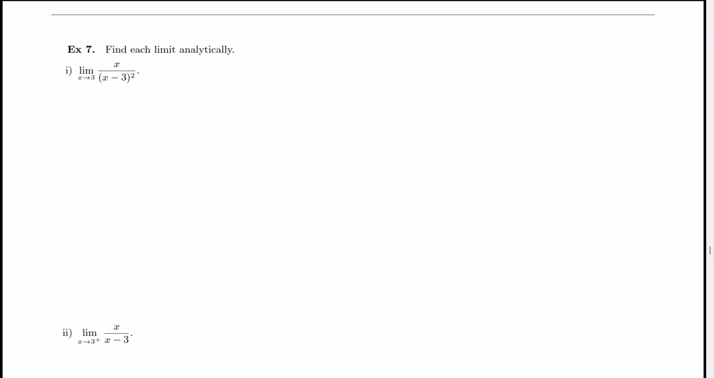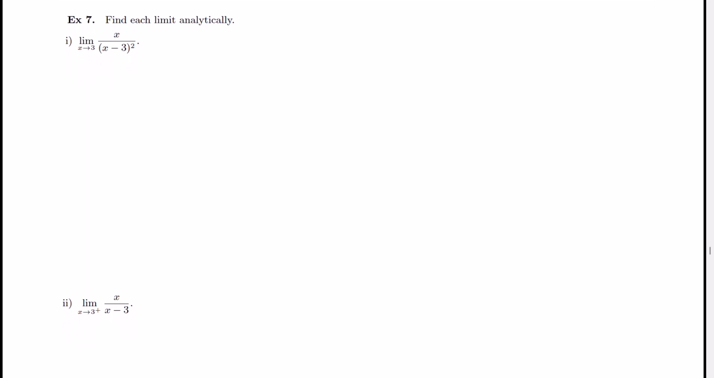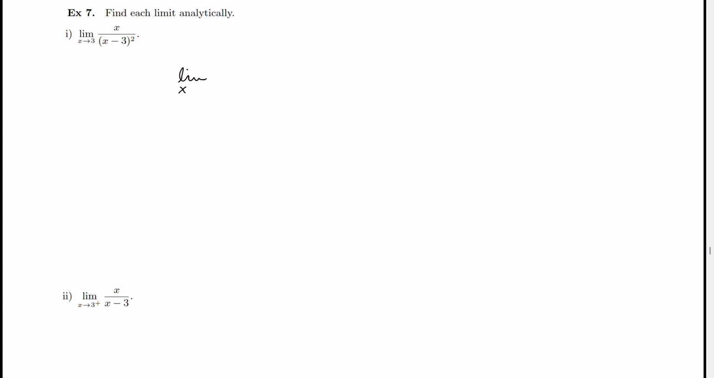Okay, finally, we're in example 7, where we're told to find each limit analytically. So again, that just means try not to use tables or graphs to find a limit, but I would recommend that you try to graph the functions that we're finding limits for and confirm that the limits are what we're saying they are. So we'll start with the first one, where you're given the limit as x approaches 3 of the fraction x all divided by (x minus 3) squared.